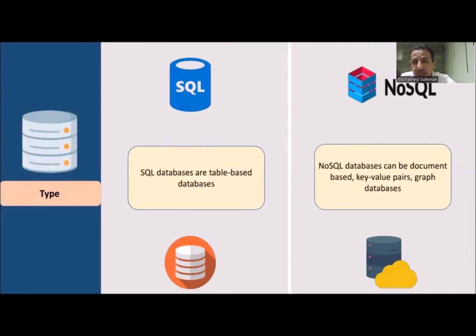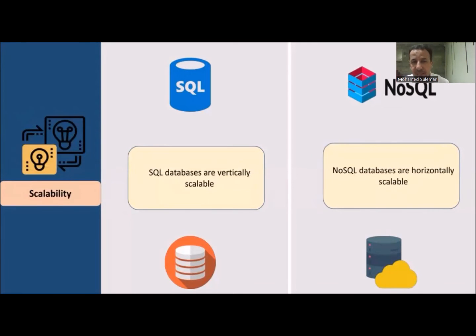For the type, SQL databases are table-based databases. NoSQL databases can be called document-based, key-value pairs, or graph databases. Let's continue. Scalability: SQL databases are vertically scalable, but NoSQL databases are horizontally scalable.